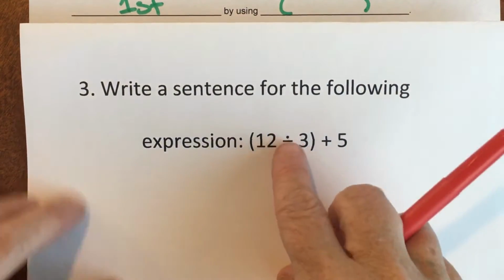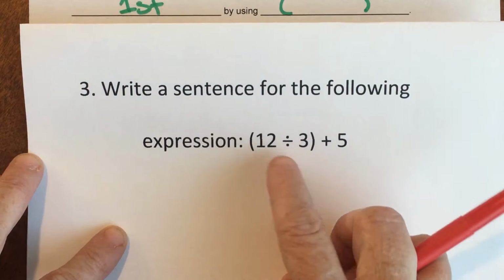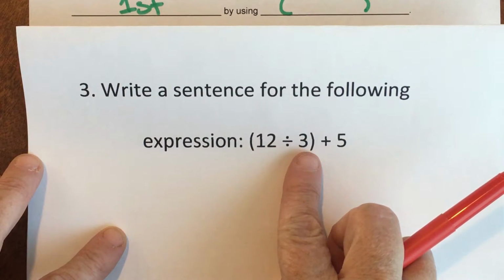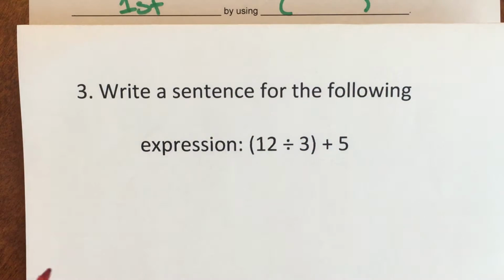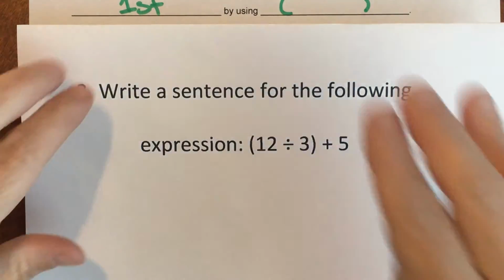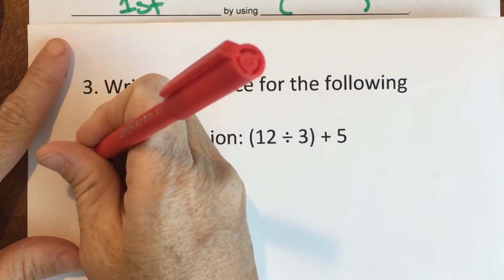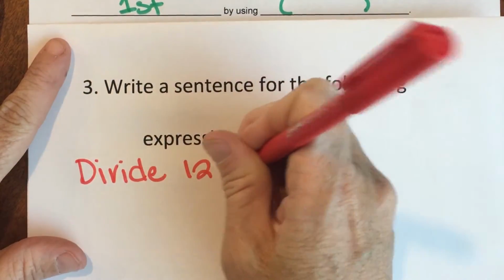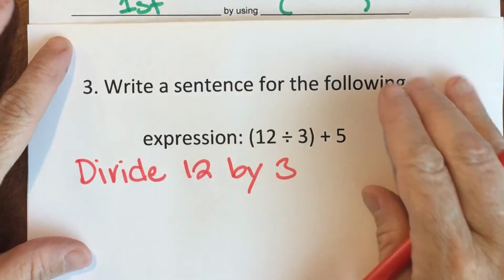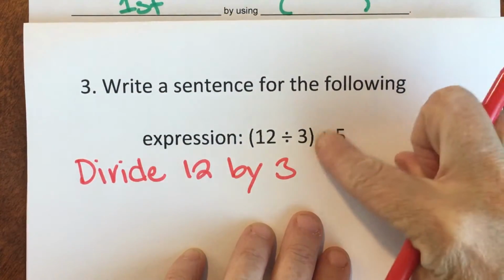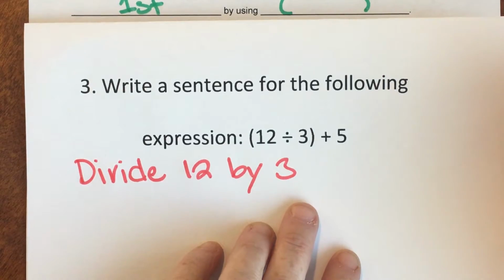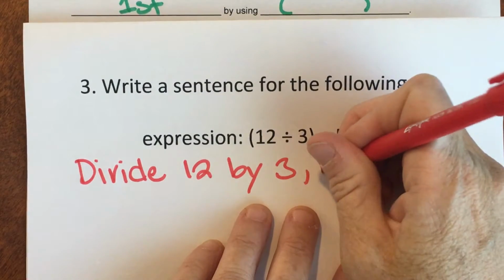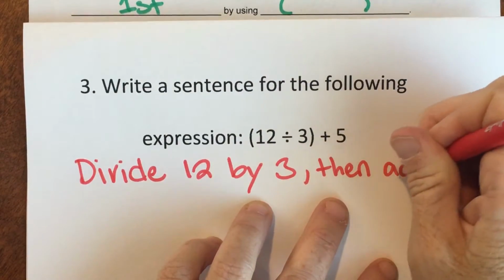I could say this is 12 divided by 3. I could say find the quotient of 12 and 3. I think I'm just going to say divide 12 by 3. So I could say divide 12 by 3. And then this part is add 5. Now, I want them to do this first, so maybe I can say then add 5.